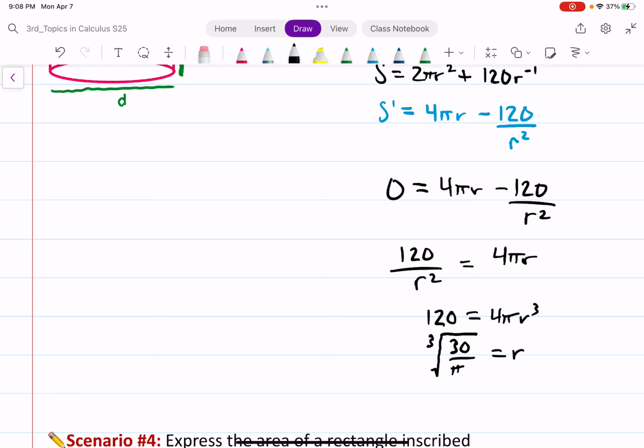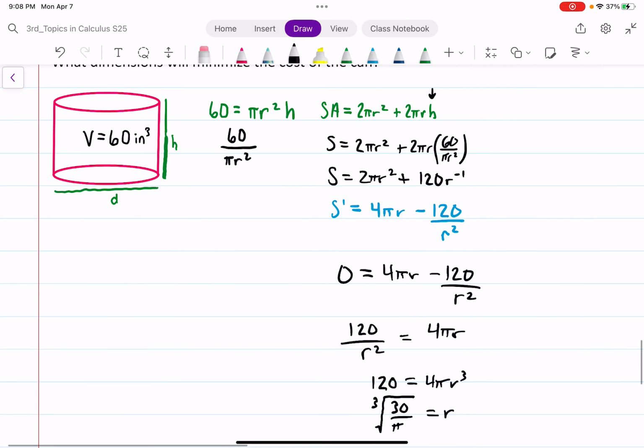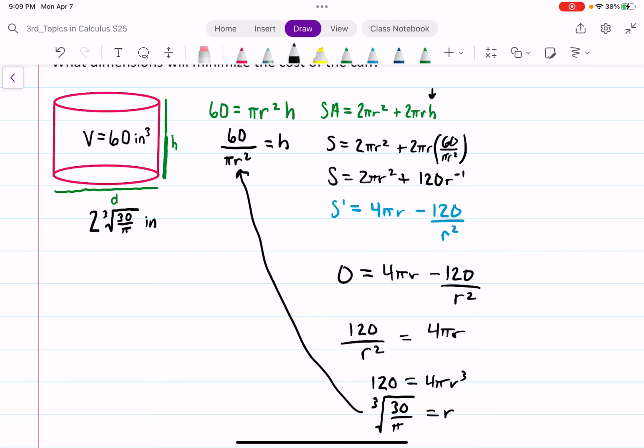And so it wants the dimensions of the can. Well, if that's the radius, you know, the diameter is just double that. So the diameter is going to be 2 cube root of 30 divided by pi, since the diameter is just double the radius. So that's one dimension. And what is it? Inches. And then your height, you could find your height. Because remember, right here, all you got to do is plug that in. Well, plug in the part that's the radius. So actually I should say plug that into the radius and see what you get there. And that's it. That's the dimensions in scenario 3.